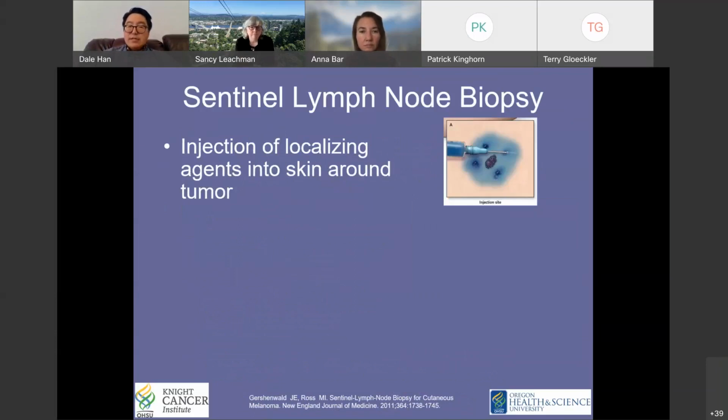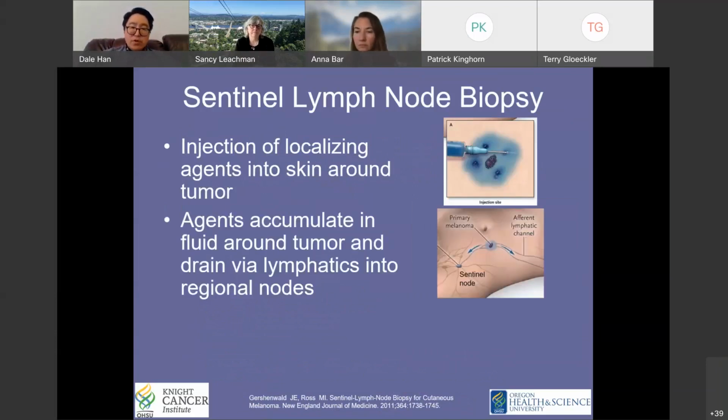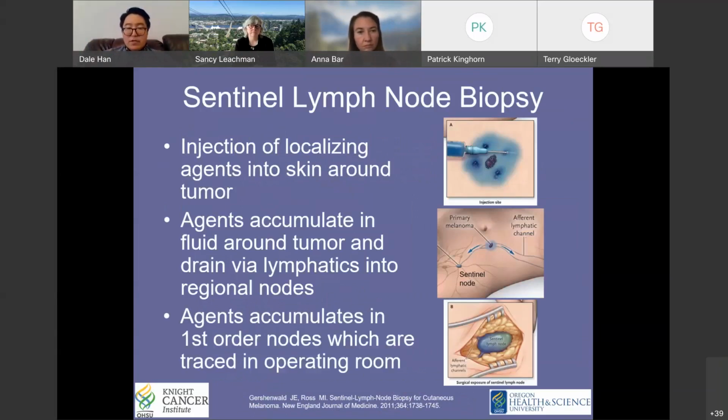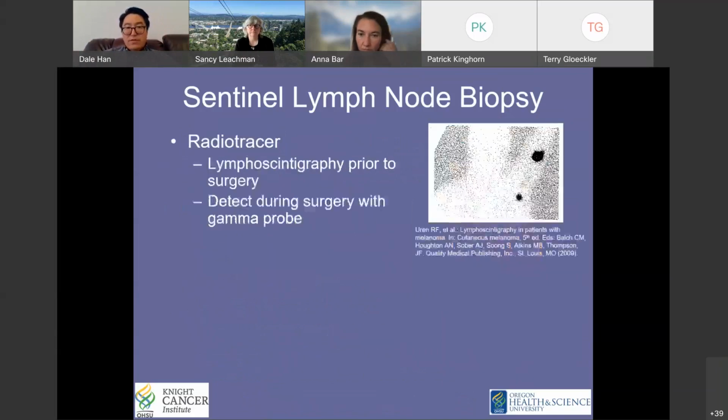So how's this technique done? We first utilize localizing agents, which we inject into the skin around the tumor. These agents then accumulate in the fluid around the tumor bed and drain via lymphatics into regional lymph nodes. These agents accumulate in those first order nodes, which we locate, make small incisions, find and remove those sentinel lymph nodes. Now, in order to do this technique, we utilize several tracers to be able to determine the lymphatic drainage and ultimately the sentinel lymph nodes.